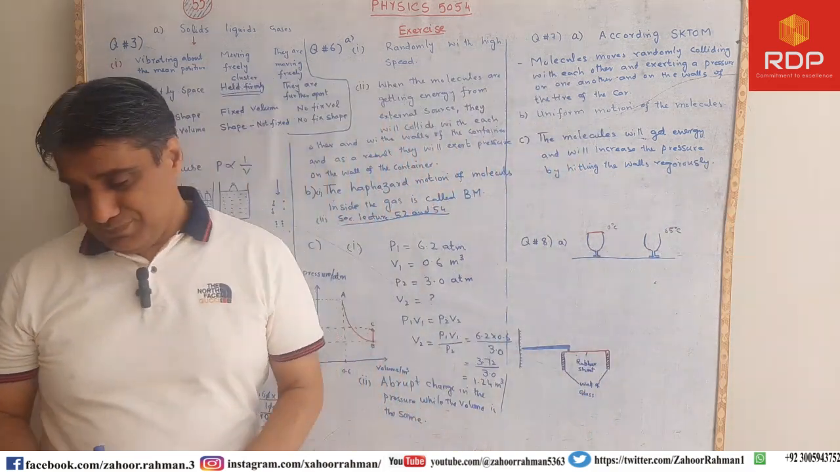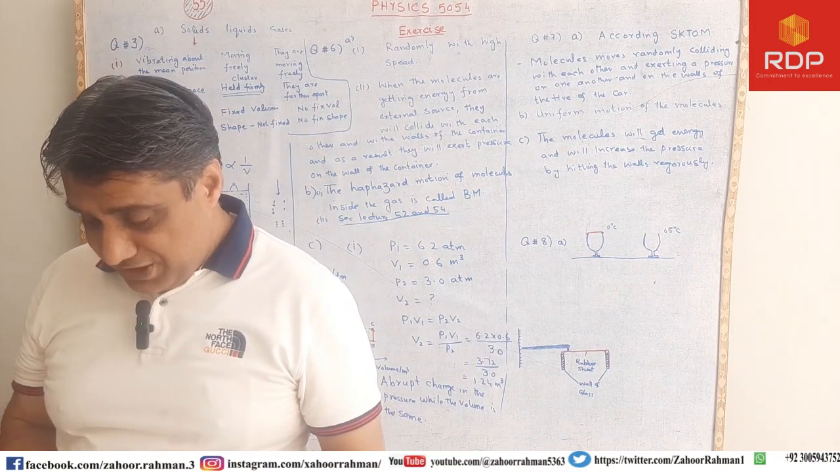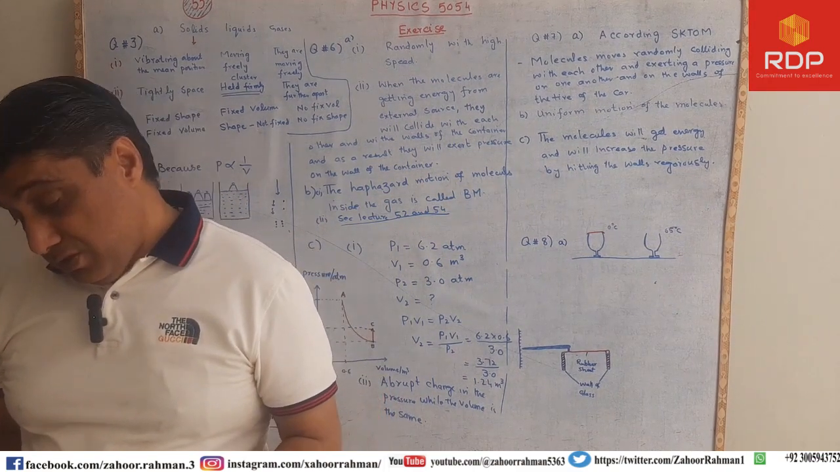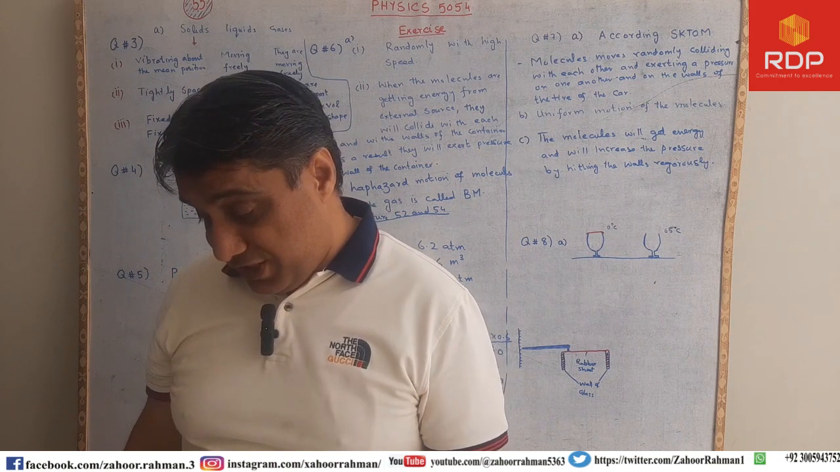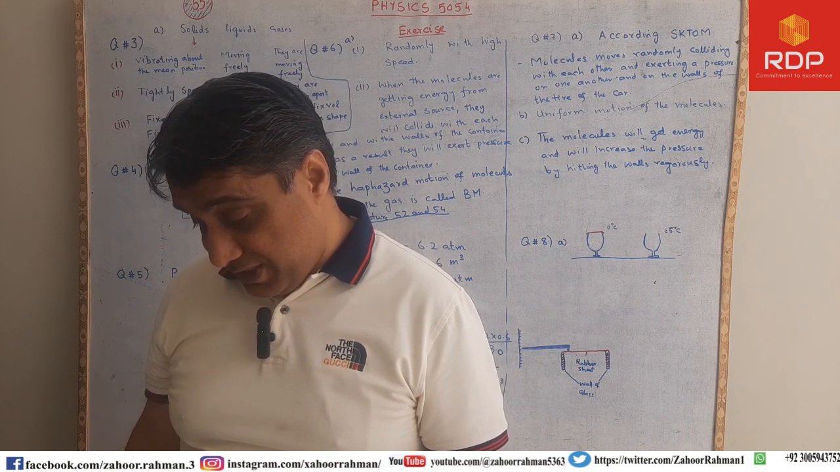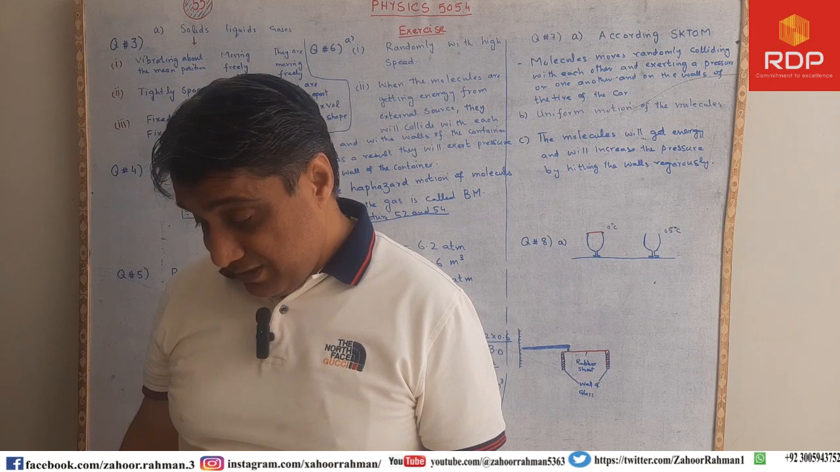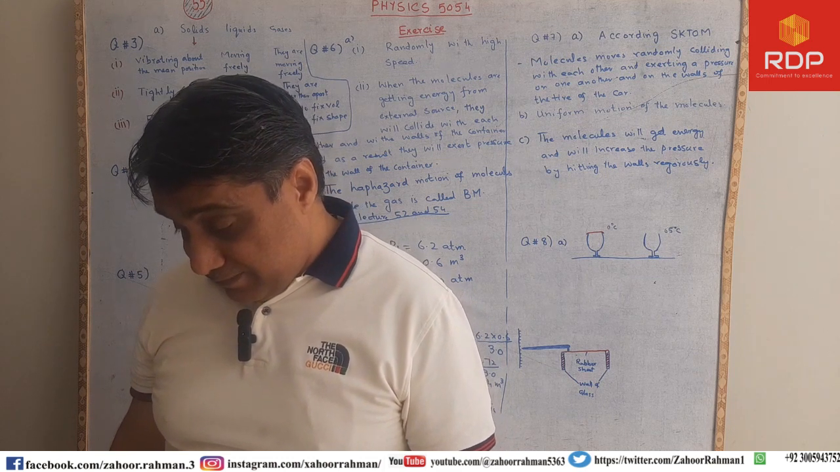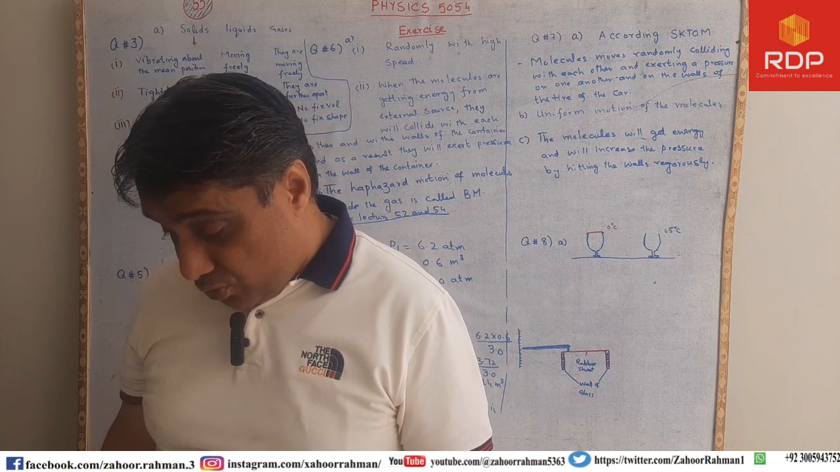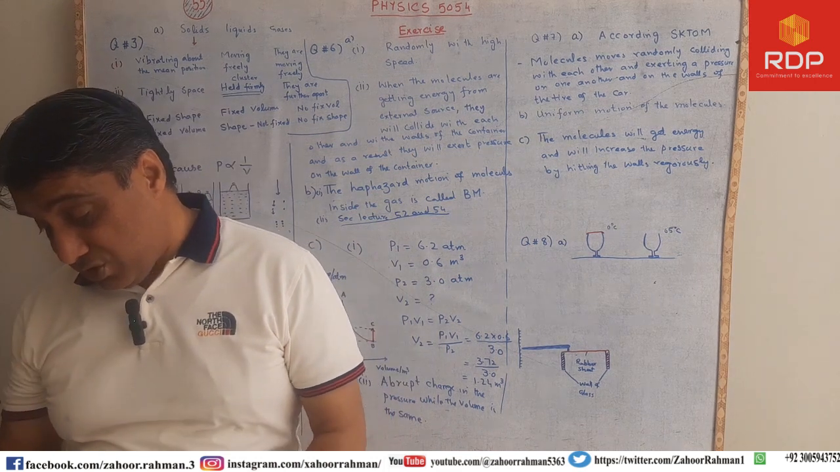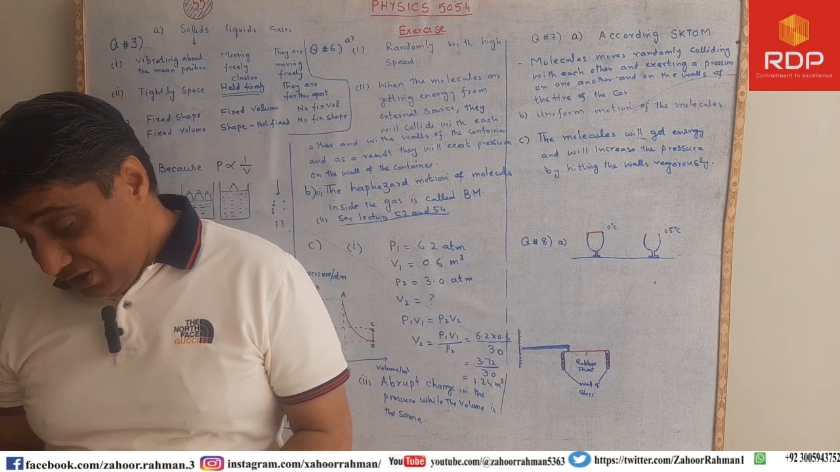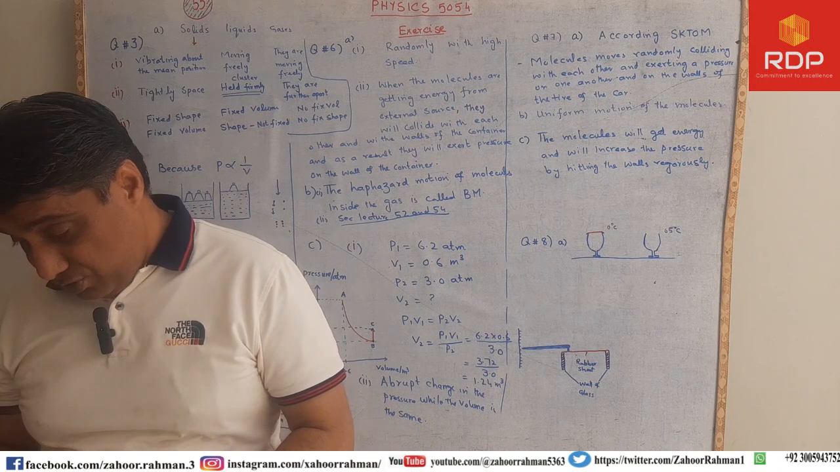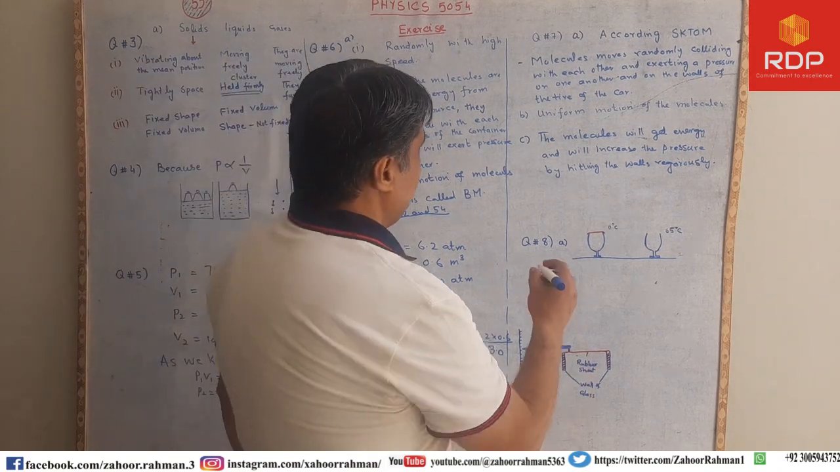So they will put pressure. Now, the D part: more air is pumped into the tire while the temperature is kept constant until there are twice as many molecules as before. Explain why you would expect the pressure to be double.